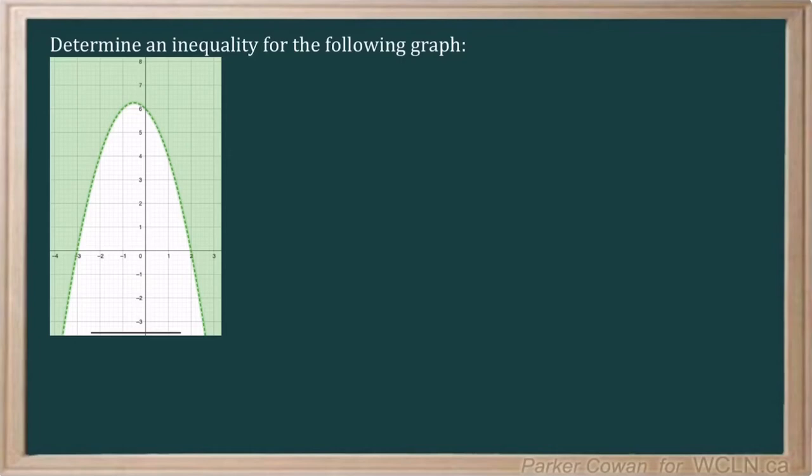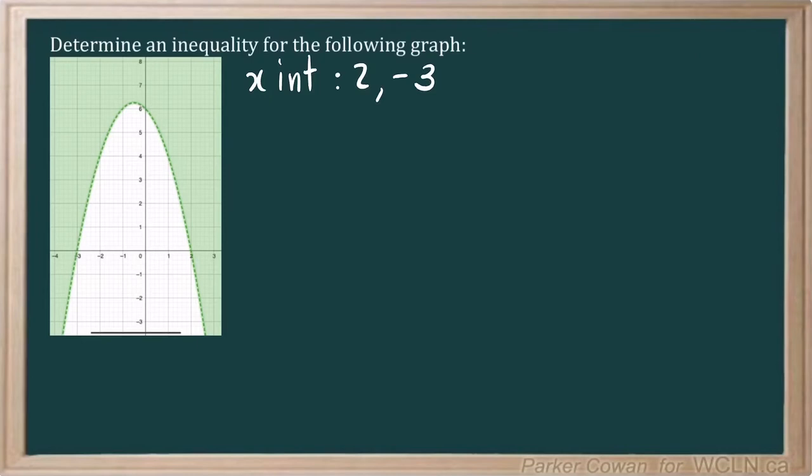Determine an inequality for the following graph. All right, so for this one, the vertex is kind of hard to tell where it is, but we do have two distinct x-intercepts here. So our x-intercepts are going to be at 2 and -3. And so these are the zeros for the parabola, right?